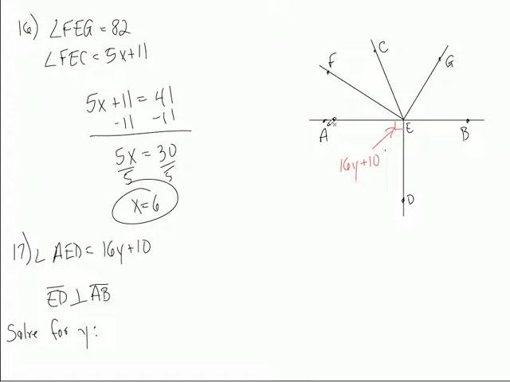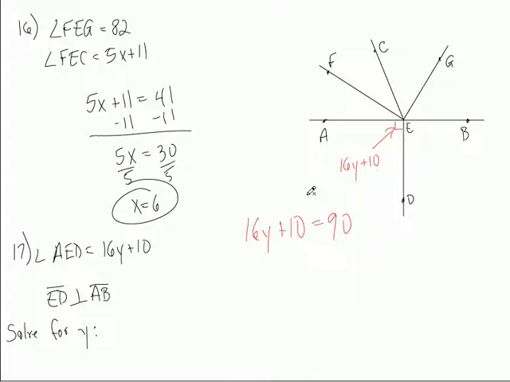90 degrees, isn't it? Because look, they told me angle AED was 16y plus 10, but they also said that this line and this line are perpendicular, which means it's 90. So 16y plus 10 equals this right angle, which is 90 degrees. Make sense? As soon as I know that lines are perpendicular, it means that they're 90 degrees. So it's 90 degrees, and it's also 16y plus 10. So guess what I'm going to do? Set them equal to each other, and then I can solve for y.